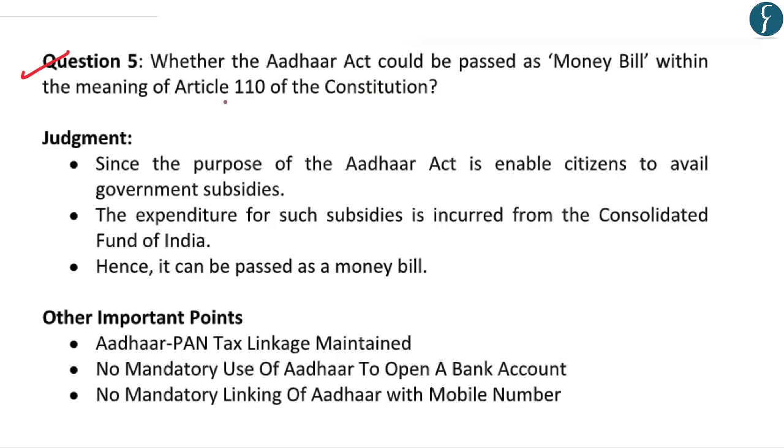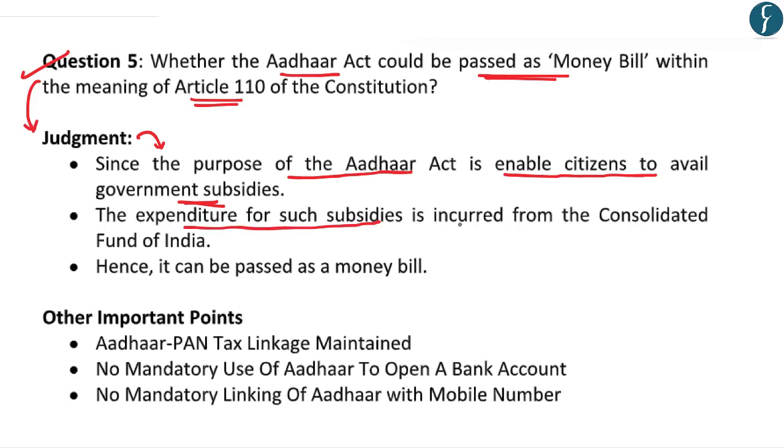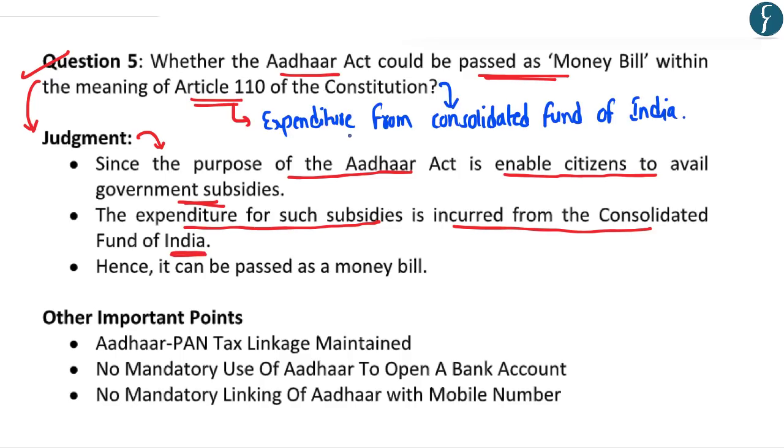Now coming to the fifth petition, wherein the petitioners had argued that the Aadhaar Act could not be passed as money bill since it does not fall under the ambit of Article 110 of the Indian Constitution. Now with respect to this particular petition, the Supreme Court ruled that the purpose of the Aadhaar Act is to enable the citizens to avail the government subsidies, wherein the expenditure for these subsidies is incurred from the Consolidated Fund of India. So since the Constitution provides that any expenditure from the Consolidated Fund of India should be treated as a money bill, the Supreme Court in this particular judgment has stated that the Aadhaar Act can be passed as a money bill.